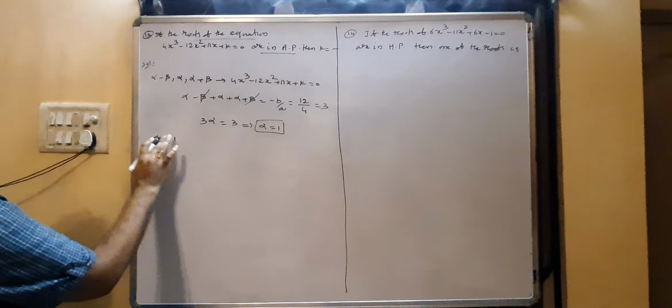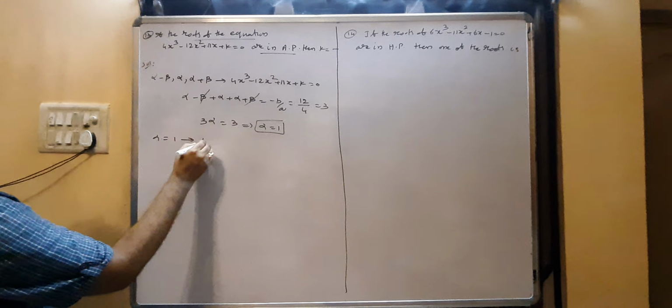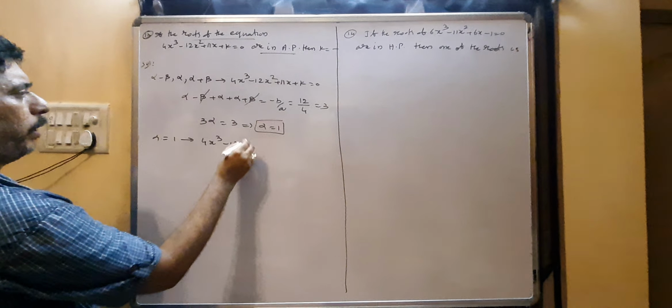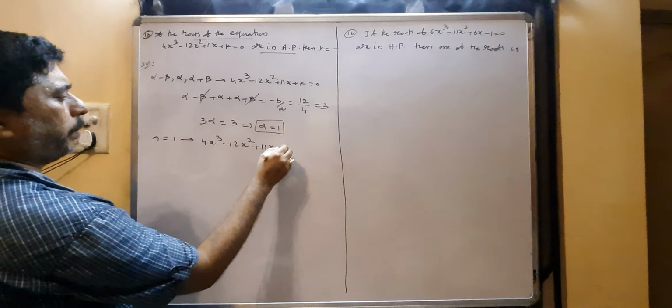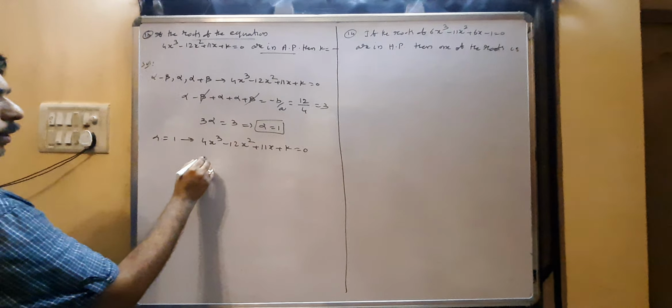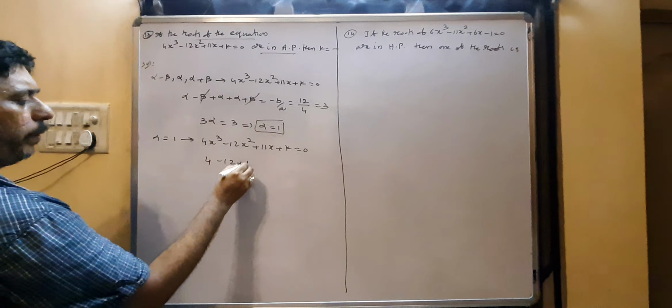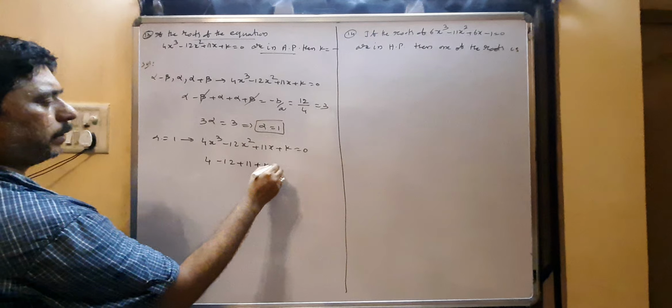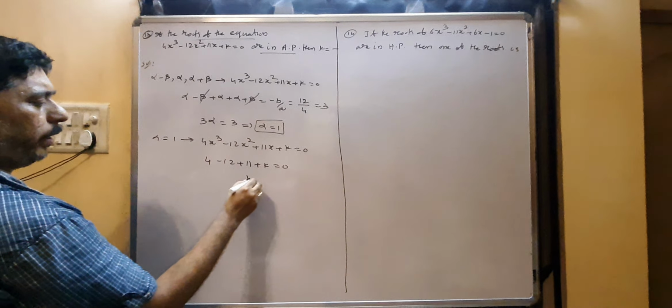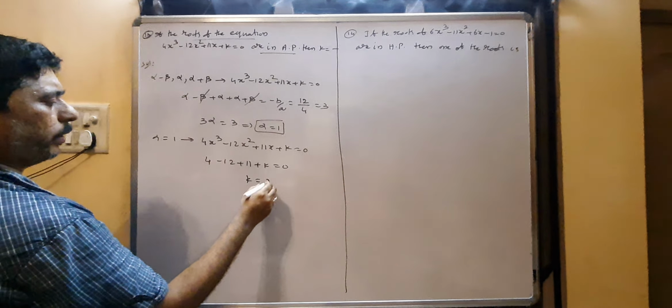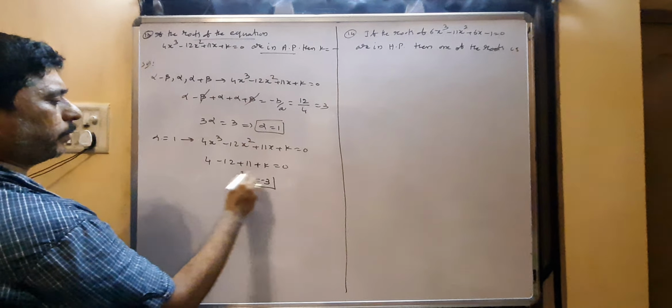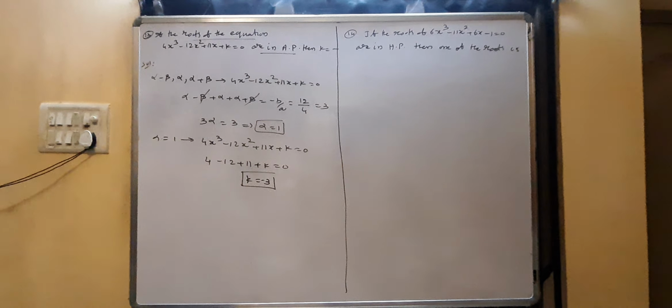Alpha equal to 1 is a root of 4x cube minus 12x square plus 11x plus k equal to 0. Substituting, 4 into 1 cube is 4, minus 12, plus 11 into 1 is 11, plus k, that gives 3 plus k. Then k equal to minus 3 is the answer. Copy that problem.